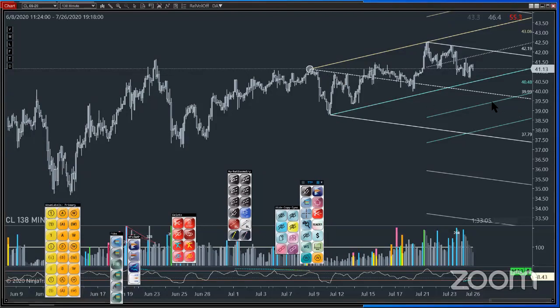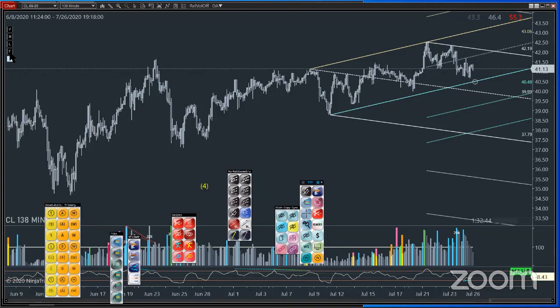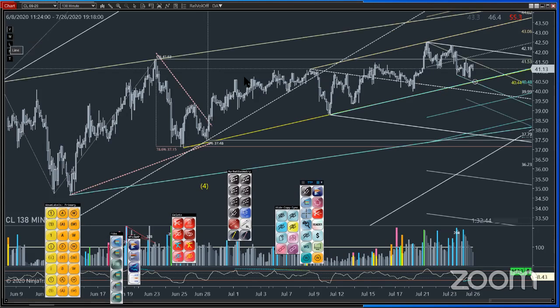So we'll see what that looks like on the 30-minute, 10-minute, 5-minute tomorrow. If it breaks through this, then we'll have at least one good short for 30, 40, 50 ticks maybe. So we pull back to it. All right, let's move on to the ES.